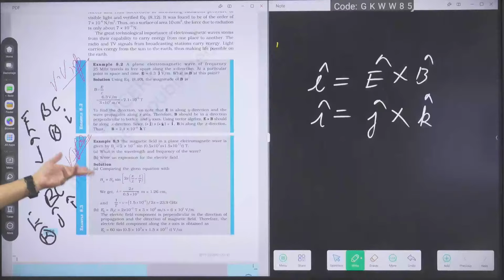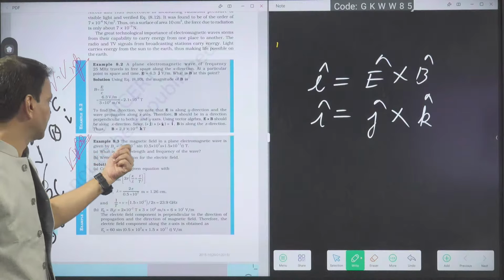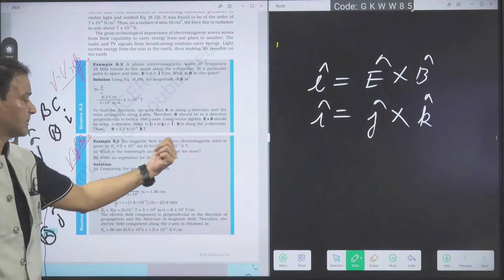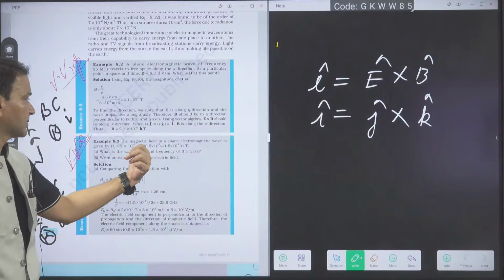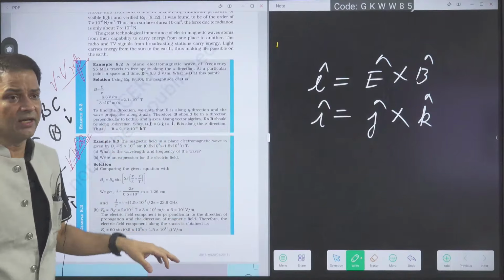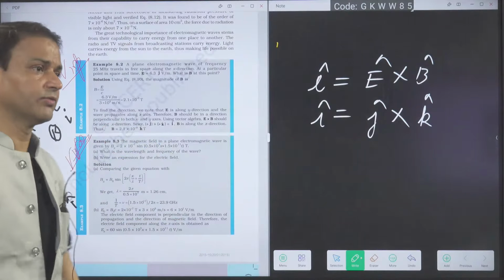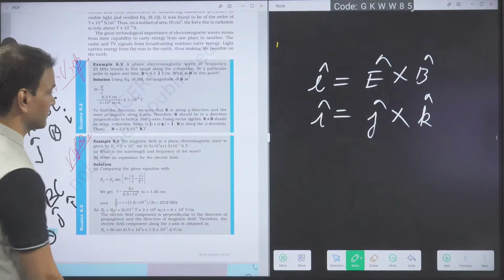Okay. In this problem also, in the wave already we know that By is equal to B naught sine (kx plus omega t). If they are asking frequency, we will find the omega. If they are asking the wavelength, we will find the k. From that we can find the wavelength, frequency, whatever they are asking. Okay.